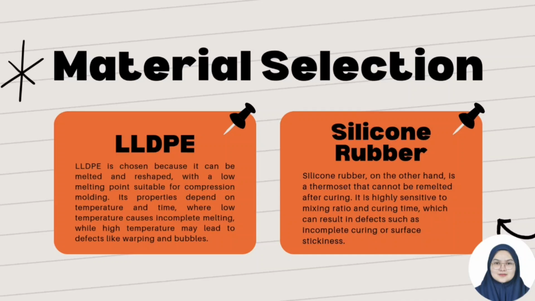Silicon rubber, on the other hand, is a thermoset that cannot be remelted after curing. It is highly sensitive to mixing ratio and curing time, which can result in defects such as incomplete curing or surface thickness. Therefore, these two materials allow clear comparison of how processing parameters affect product quality.